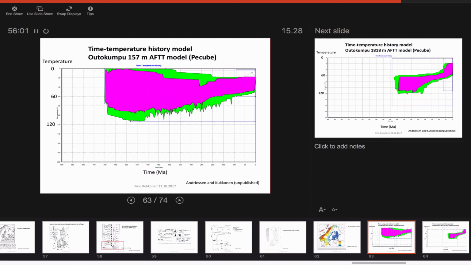This is a sample taken from 157 meters, and the inversion with QTQt gives a result looking like this. So this box gives the initial assumed boundaries more or less. Here the final temperature is constrained by the borehole temperature, because it must meet the borehole temperature approximately. And the result is what you can see here. Dave, what could you say?